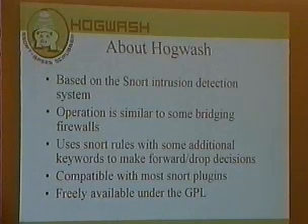The operation is very similar to a bridging firewall. It has two interfaces in it. It sits on your network. Packets go in and out the two interfaces, and Hogwash makes a decision about forwarding the packets back and forth.